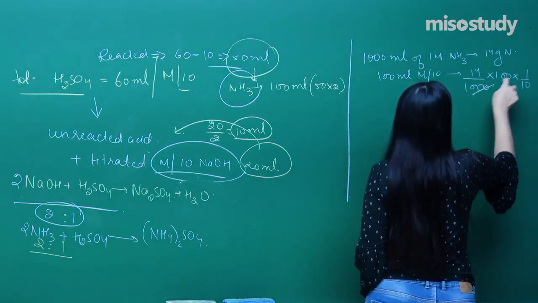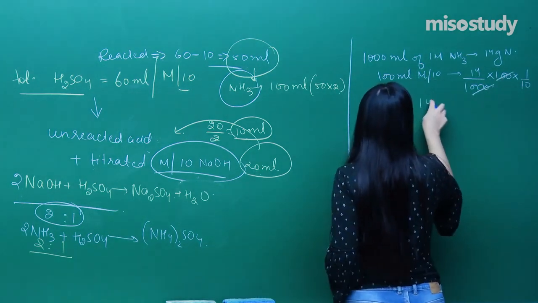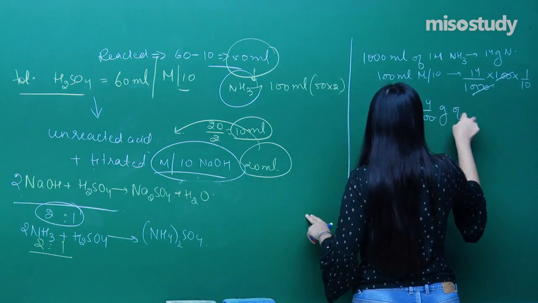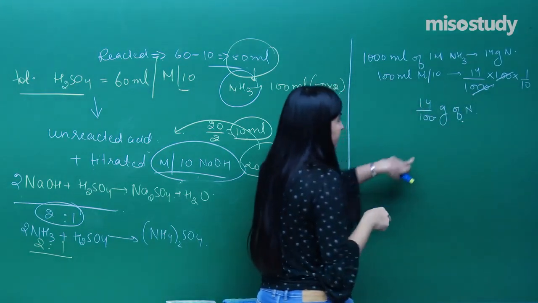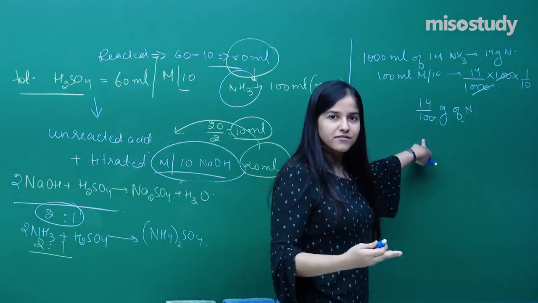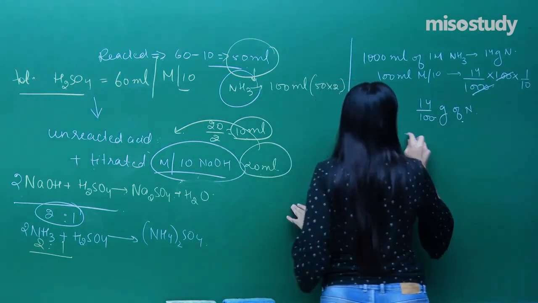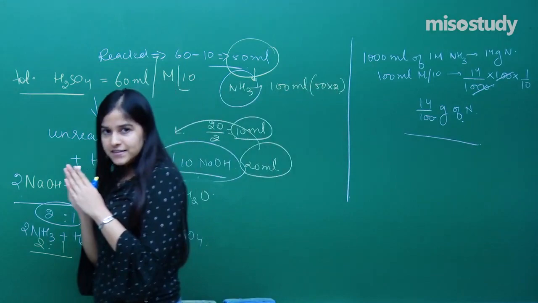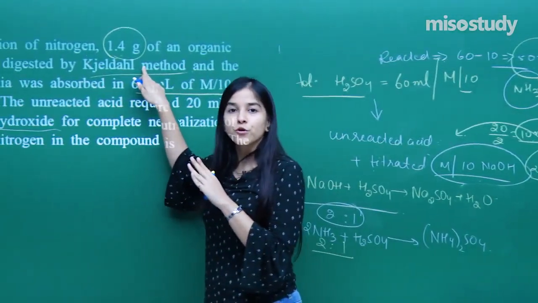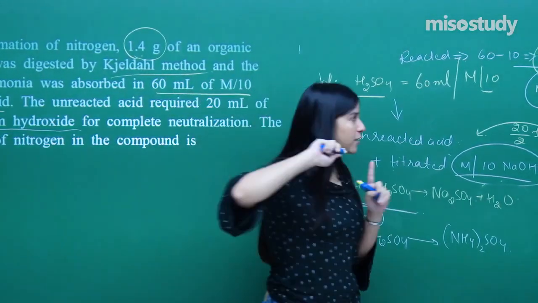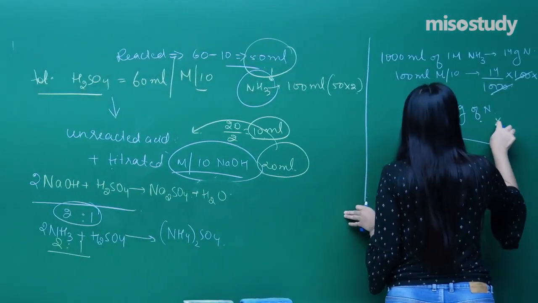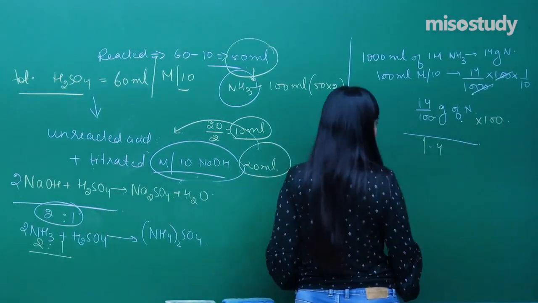So what will it be? It's 14/100, right? This much grams of nitrogen. Once I get the mass of the nitrogen, I can very well find out the percentage, that is divided by the total mass of the compound. That is given out to be 1.4 grams, right, for the organic compound. So here I am putting the values, 1.4 into 100, right?